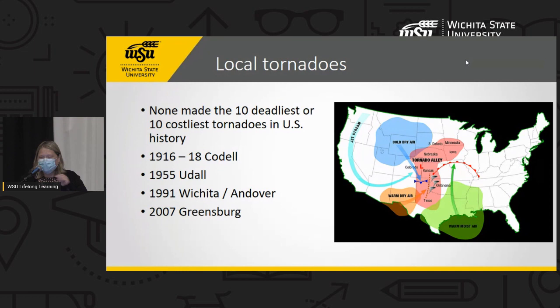And so what happens is we have that warm Gulf air coming up, and it meets with the cold, dry air coming down, and then there's warm, dry air coming from the southwest, and then there's the jet stream coming down from the north. And Tornado Alley is right where all of these different pressure fronts and temperatures hit. And so you have a lot of opportunity for turbulence and movement. And that's why there's so many tornadoes in this area.